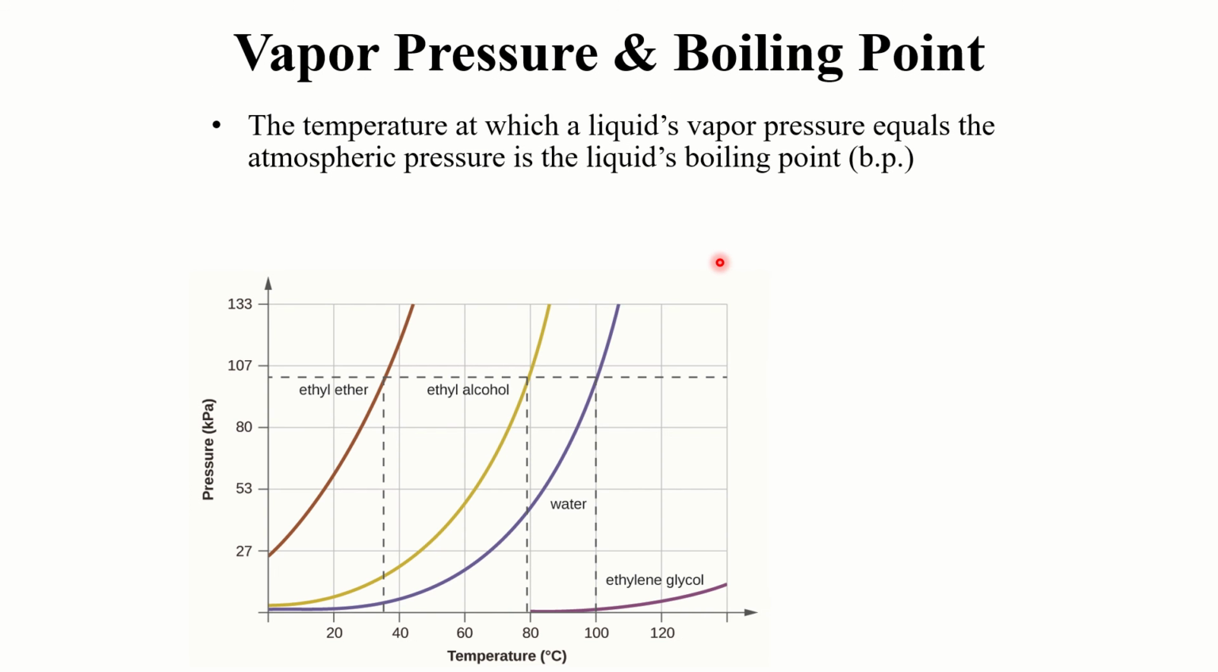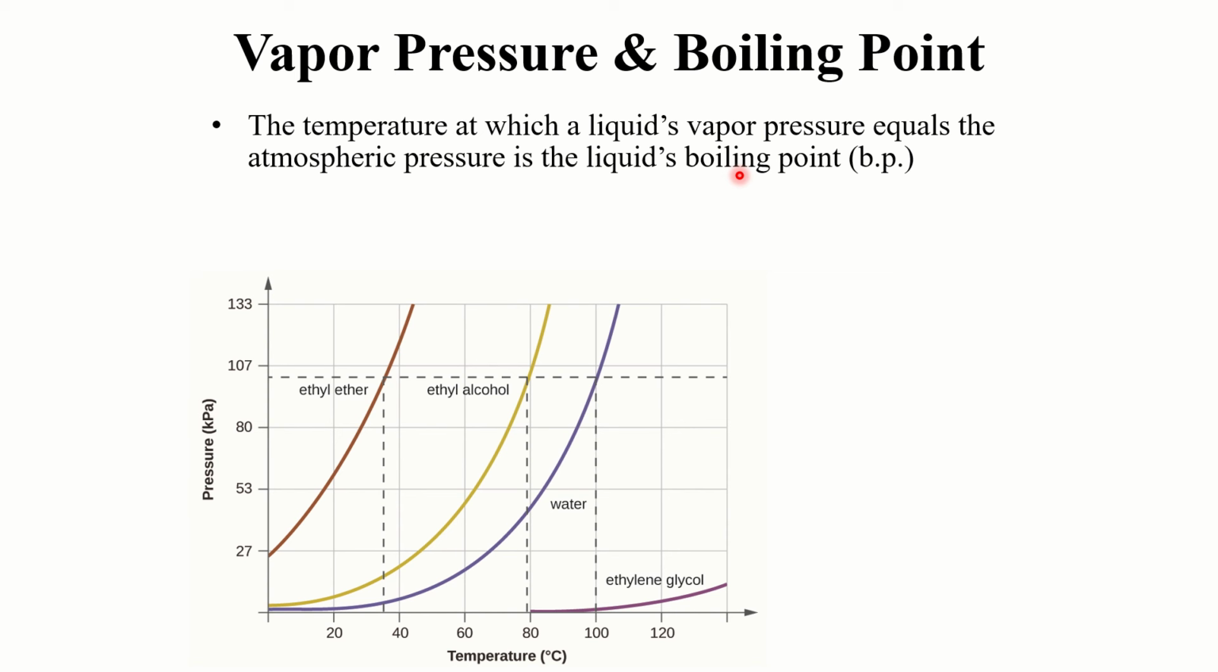All right, next we're going to look at the relationship between vapor pressure and boiling point. The temperature at which a liquid's vapor pressure equals the atmospheric pressure is the liquid's boiling point. Let me repeat that. The temperature at which a liquid's vapor pressure equals the atmospheric pressure is the liquid's boiling point. Basically, it's when you have the same number of molecules escaping as you have surrounding that liquid from the atmospheric pressure. This is why the boiling point of liquids will change drastically as the pressure changes.